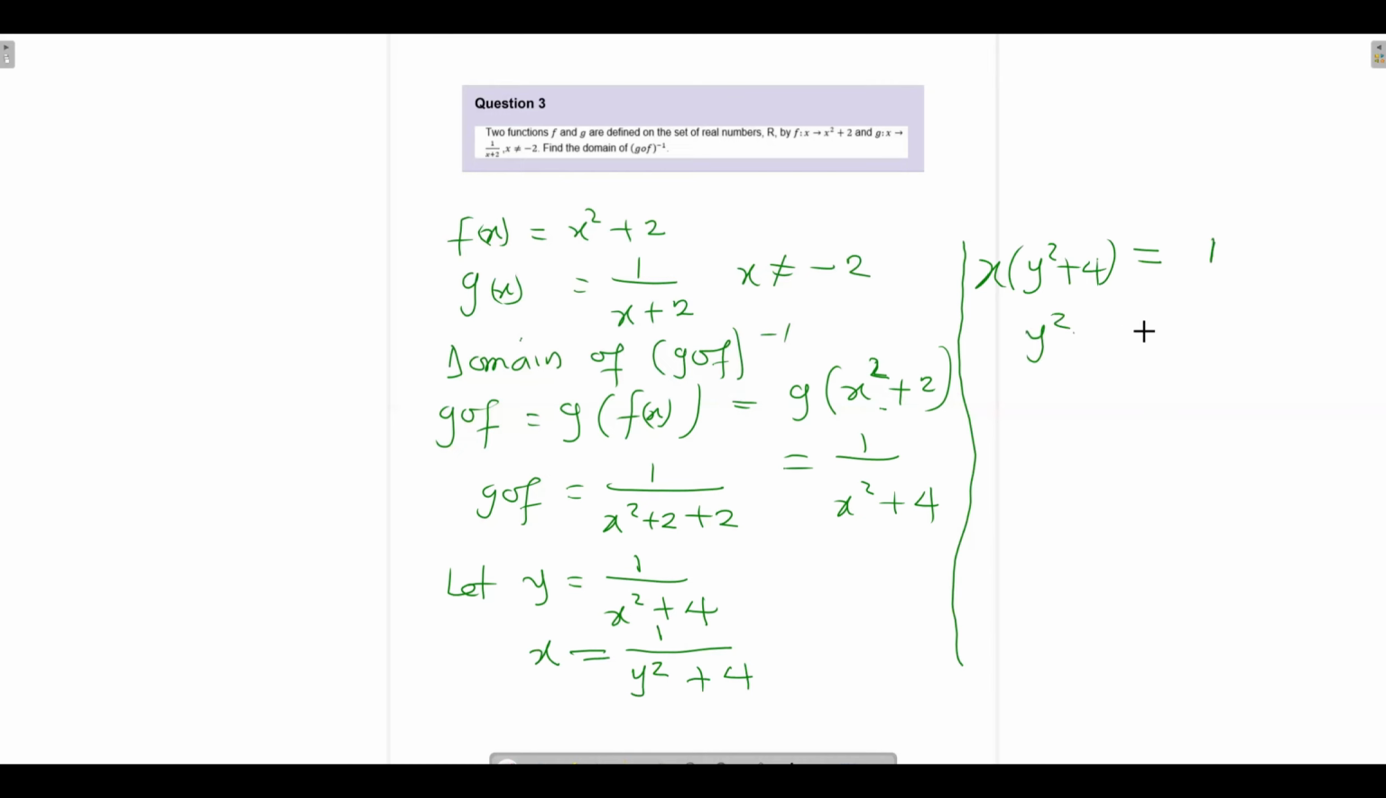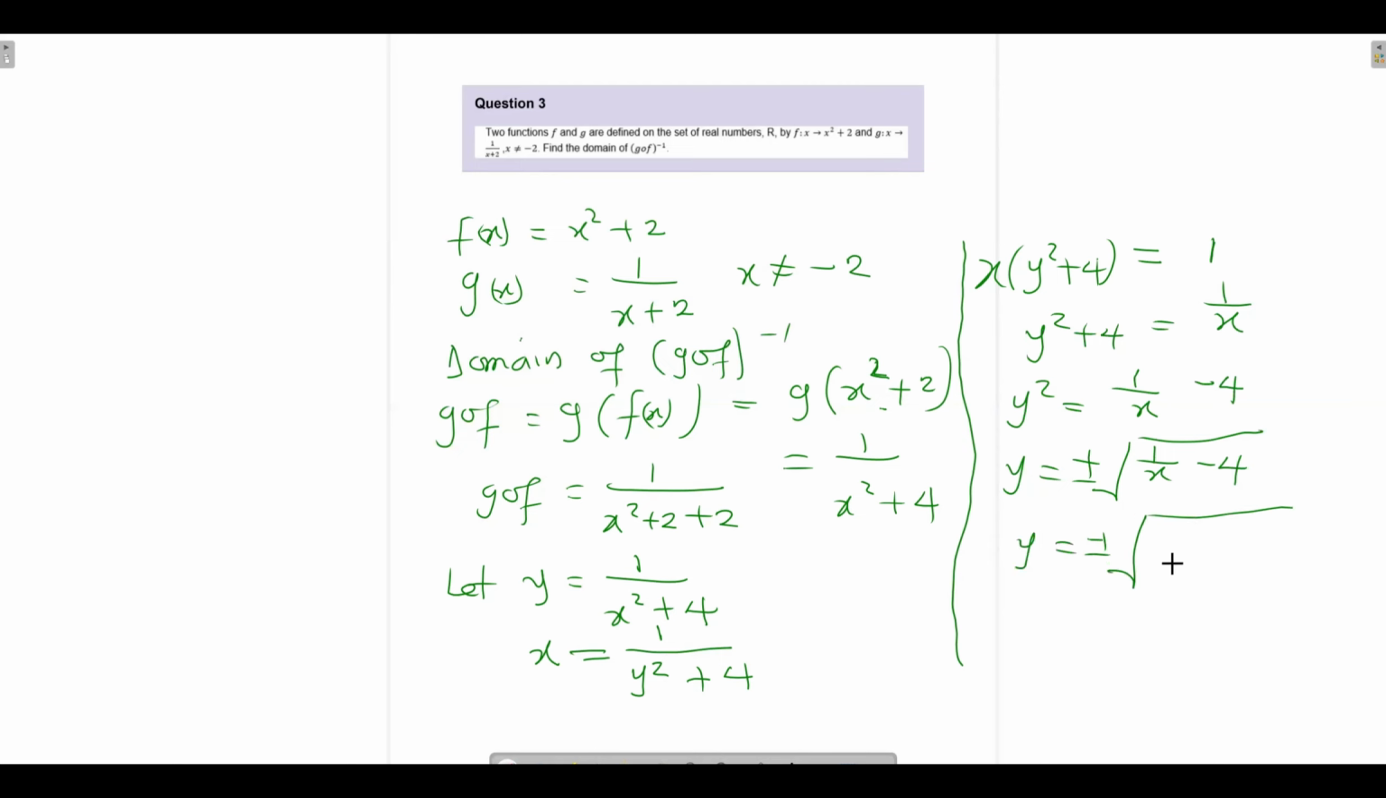So y squared plus 4 is equal to 1 over x. When we divide both sides by x, y squared will be equal to 1 over x minus 4. So y will now be plus or minus root of 1 over x minus 4. If we factorize this, y will now be plus or minus root of 1 minus 4x over x. So this is the inverse. Since it's a composite function, we can represent its inverse as another function.